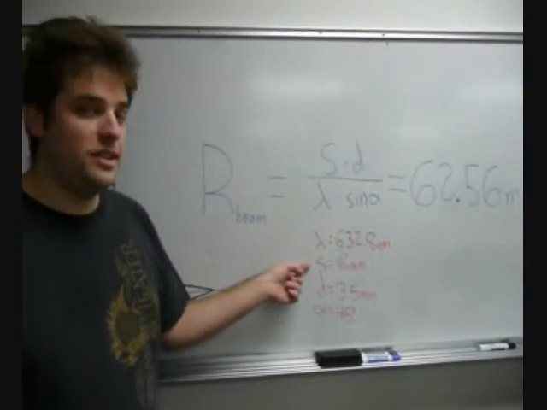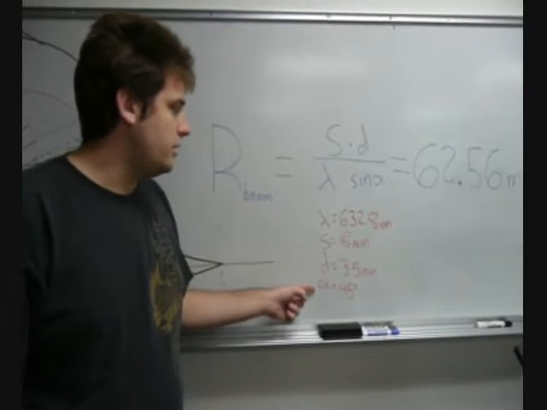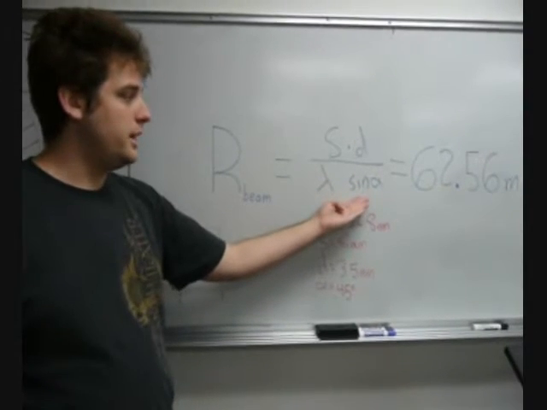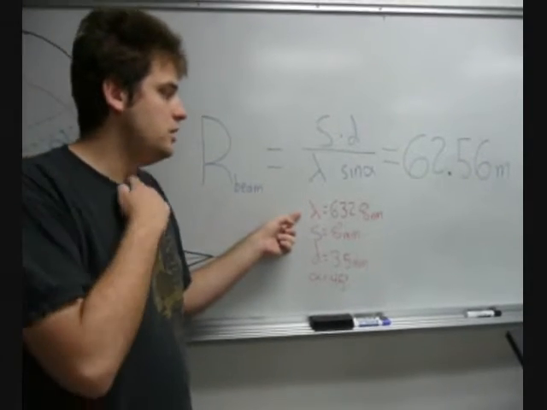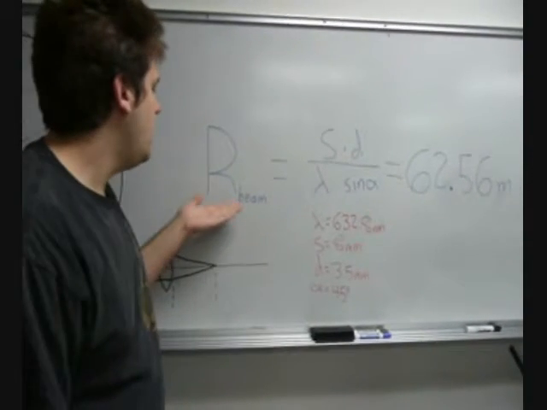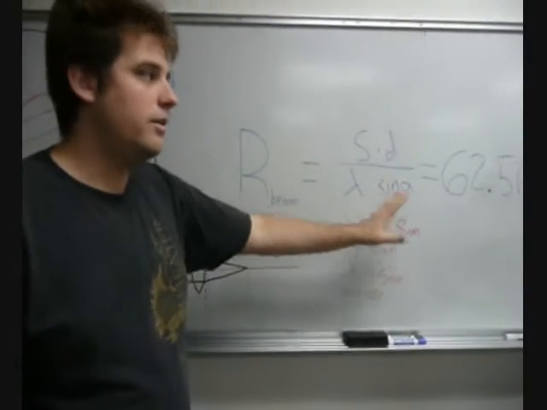So we can take our values. We found the shear distance to be 8 millimeters, the fringe spacing to be 3.5 millimeters, and our angle to be 45 degrees. We plug them into this formula here, knowing that the wavelength of our laser is 632.8 nanometers, and we use that to find the radius of curvature of our beam that's coming out of the lens.